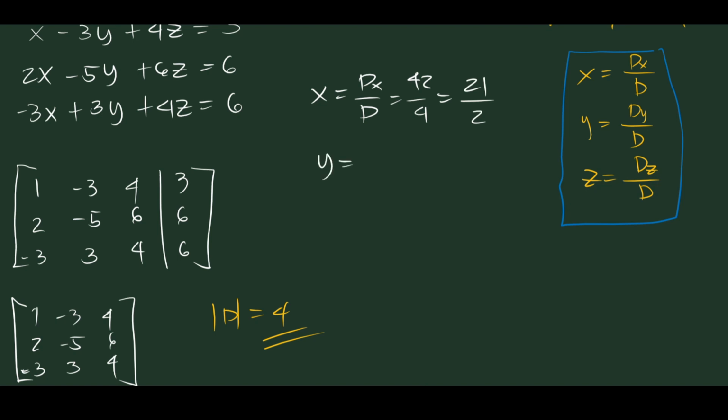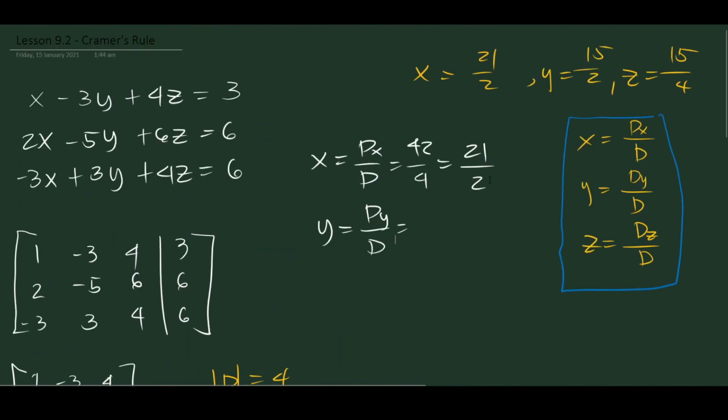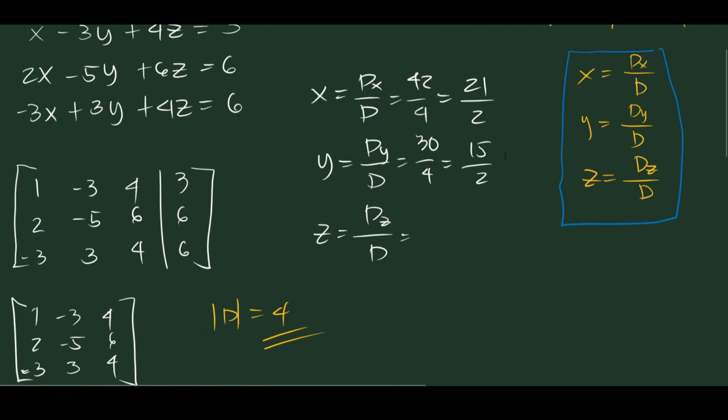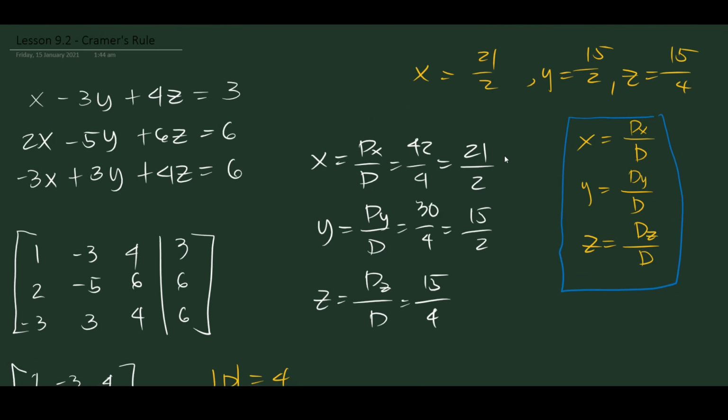And our y is equal to dy over d. What is our dy again? Our dy is 30, so 30 over 4. Cancel out the 2, and you will get 15 over 2. It's going pretty good. So z is dz over d, and our dz is 15, right? So 15 over 4, which we cannot simplify any further. So these are already our answers, and it is exactly the same as the answers right here. So it's very nice. That is how you apply Cramer's rule.